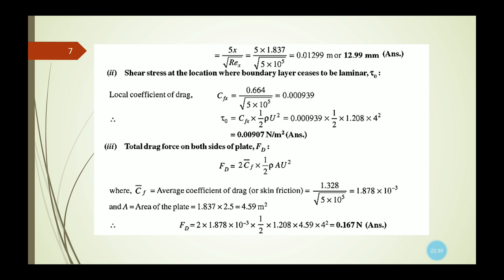Here we have considered the length up to which the boundary layer is laminar, so that's why we have considered 1.837 of the total length 5 meter. So now the formula for the total drag force is 2 Cf multiplied by half rho A U square. Now all the values are known to us, so putting all the values in this formula we can calculate the total drag force, which is 0.167 Newton.